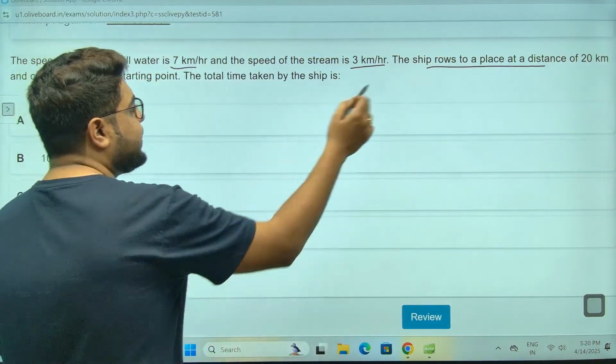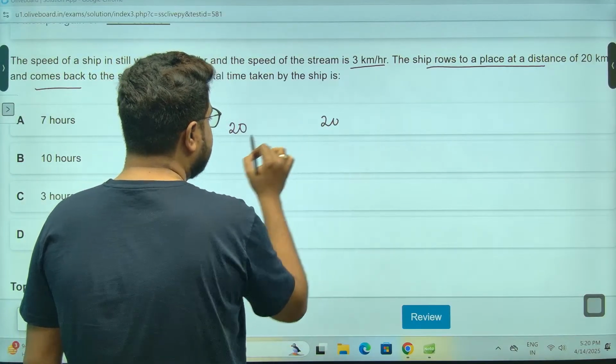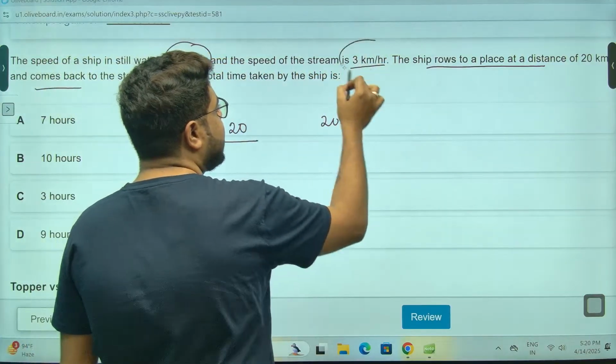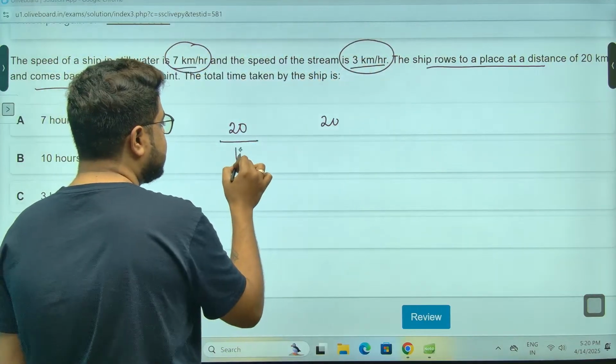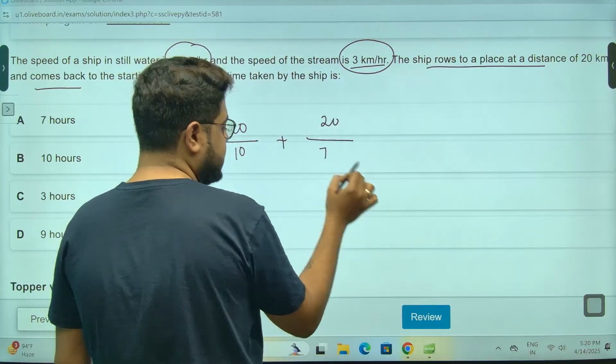So downstream 20 kilometer, upstream 20 kilometer. So distance by speed. Downstream speed will be x plus y, 7 plus 3, 10, plus. Upstream will be 7 minus 3, x minus y. So do it directly.